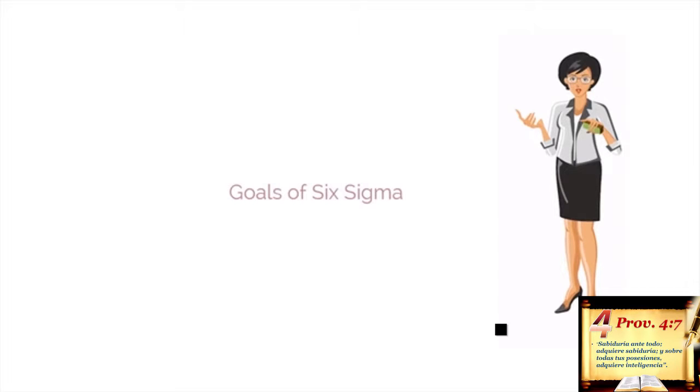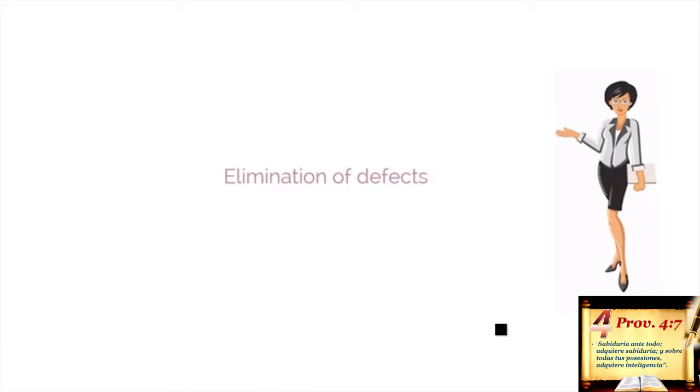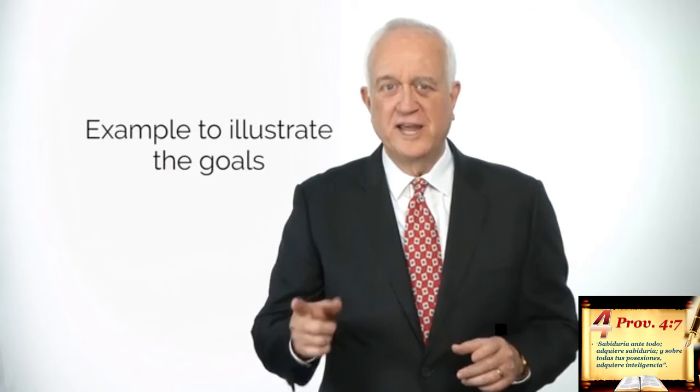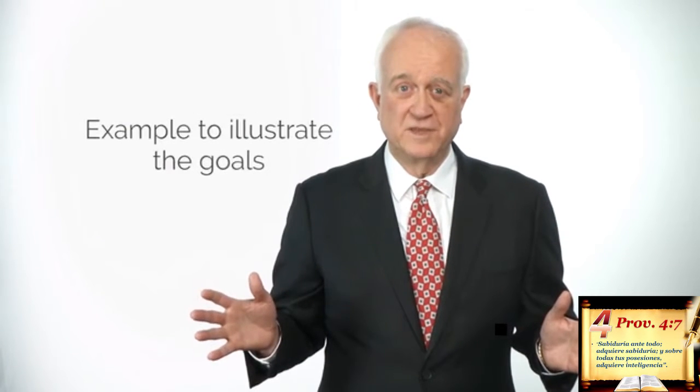The most prominent goals of Six Sigma are enhancement in customer satisfaction, elimination of defects, improvement in yield, reduction in variations, strengthening of the bottom line. Here's an example to illustrate the goals.